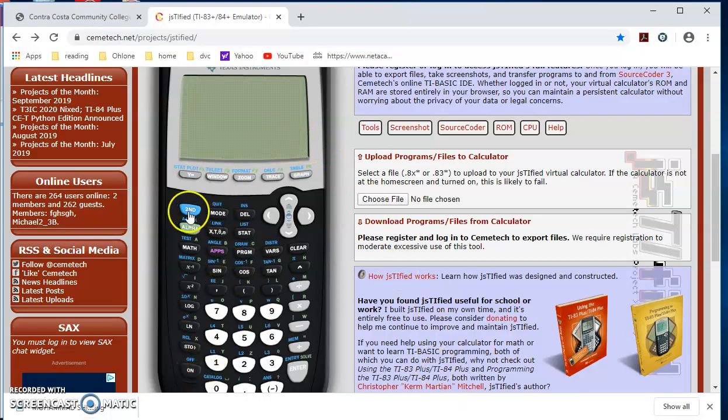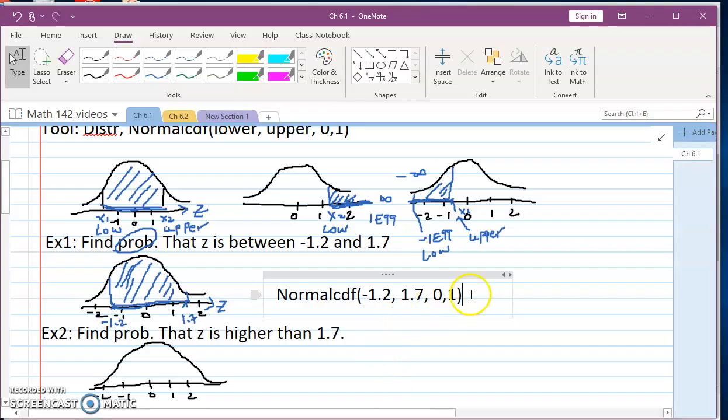Turn it on. Clear everything. Second, distribute, the second one. Our lower was negative 1.2. Negative is the one that's next to the dots. 1.7. 0, 1 is already there, so we just do paste. Press enter. 0.8404. So that's our answer: 0.8404 to 4 decimal places.